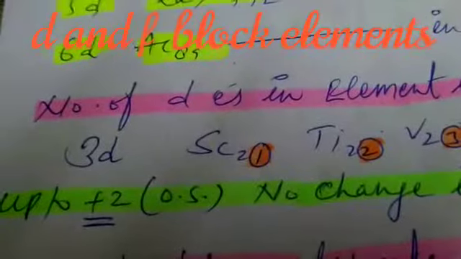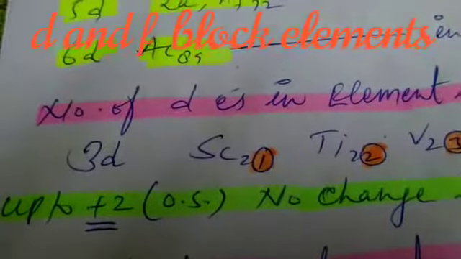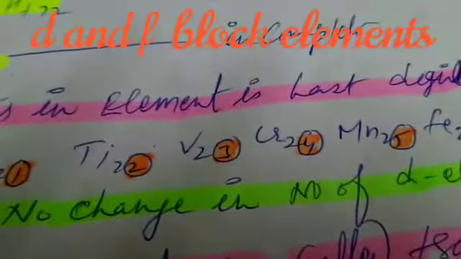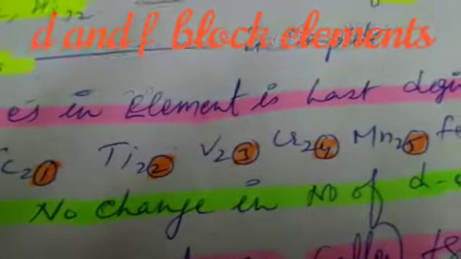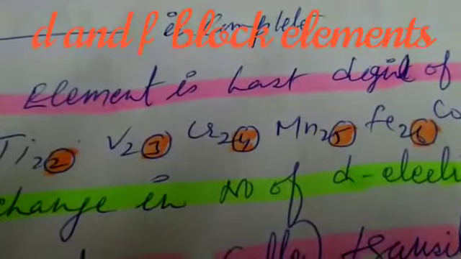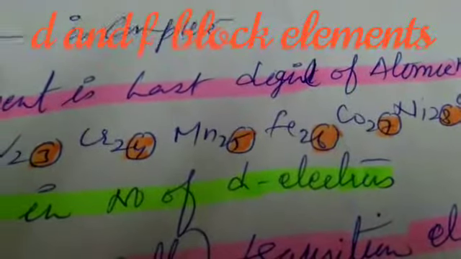Like the last digit of scandium is 1, so there is only 1 d electron. For titanium, the atomic number is 22, so there are 2 d electrons. And how many d electrons in vanadium? 3. Similarly, for chromium, 24, there are 4 d electrons. In manganese, there are 5 d electrons.